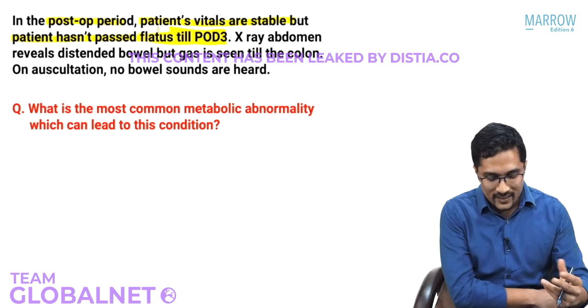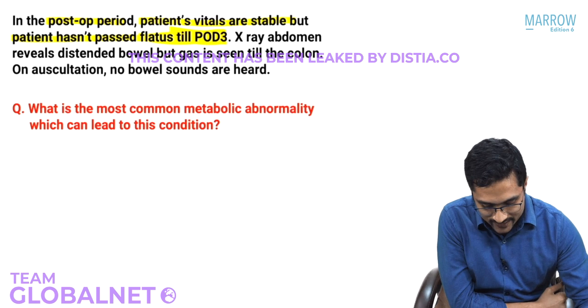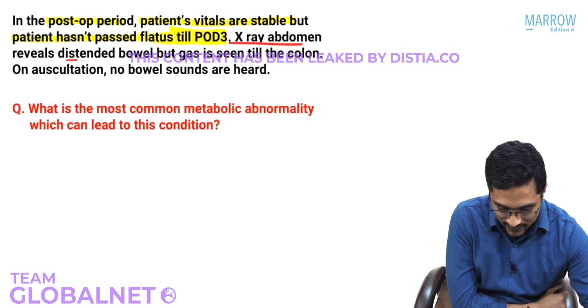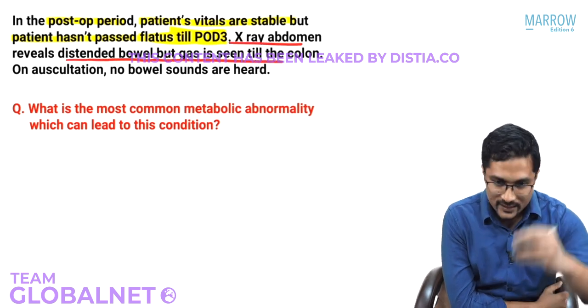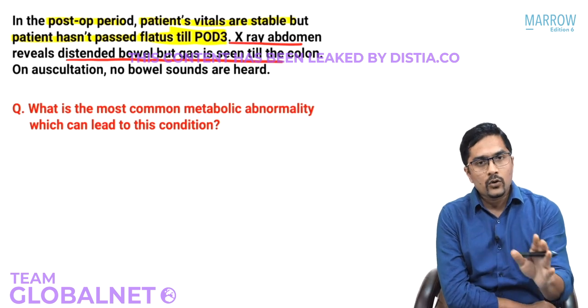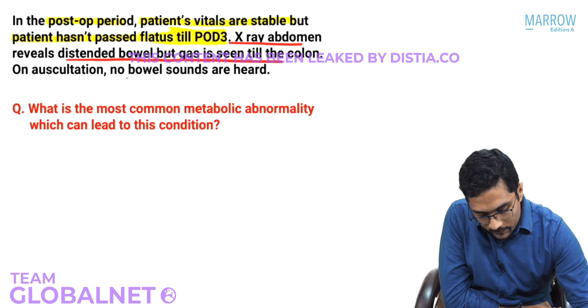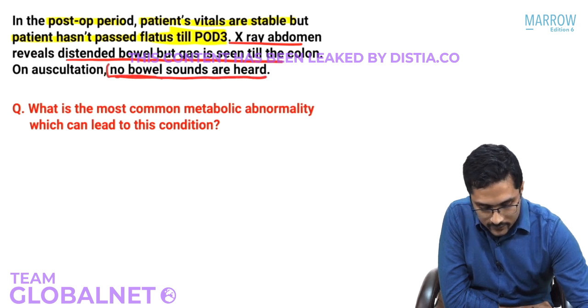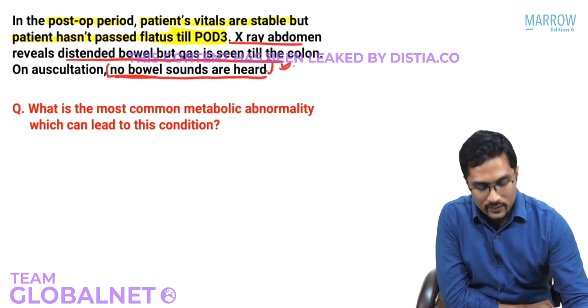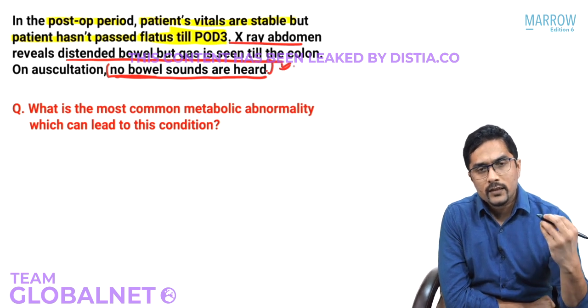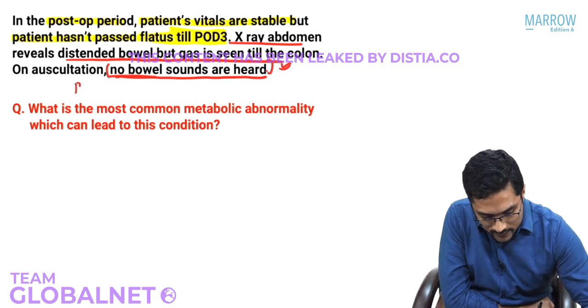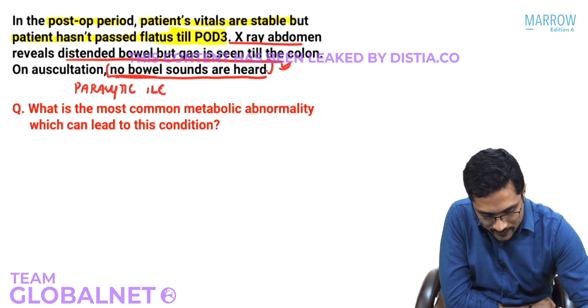You are the intern. You tell him that the X-ray has been done. There's distended bowel, but gas is going right down till the colon. So there is no dynamic obstruction, but bowel sounds are not heard. Right? Bowel sounds are not heard. So what is the patient suffering from? The patient is suffering from paralytic ileus. If extensive surgery has been done, there can be paralytic ileus.